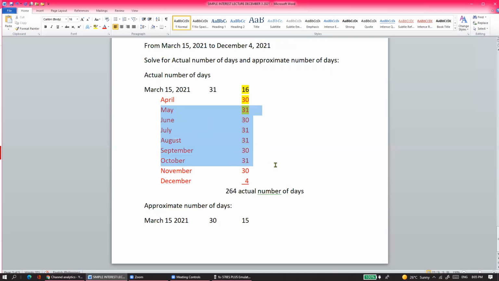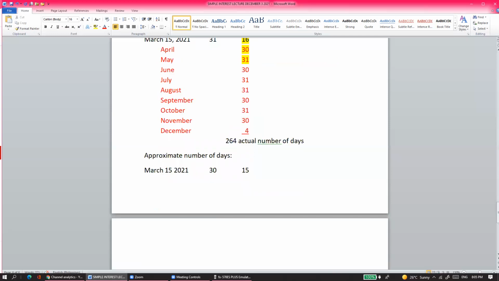ang between months, the number of months between April and November, bibilangin ko. 1, 2, 3, 4, 5, 6, 7, 8. There are 8 months between March and December. That is from April hanggang November. Again, I'll count. 1, 2, 3, 4, 5, 6, 7, 8. Okay? And then, look at the way I will do it. I'll just type 8 times 30. Bakit 8 times 30? 8 buwan na 30 days, and that's equal to 240.